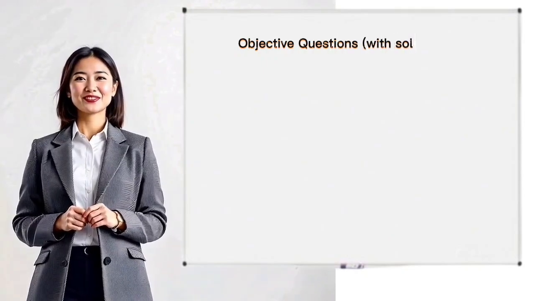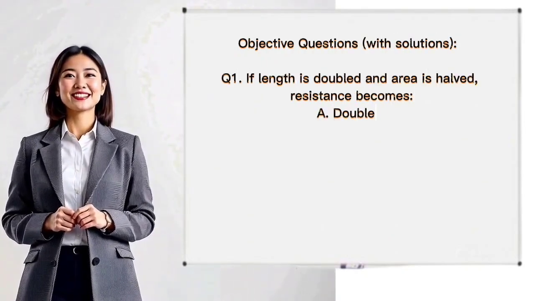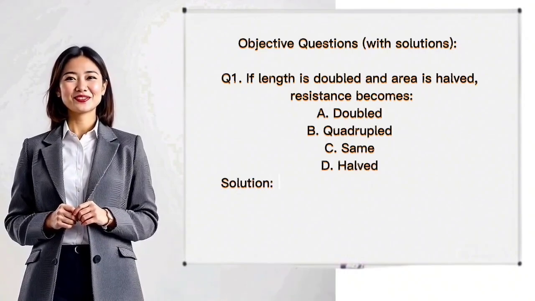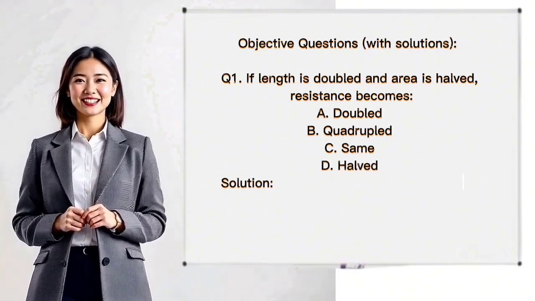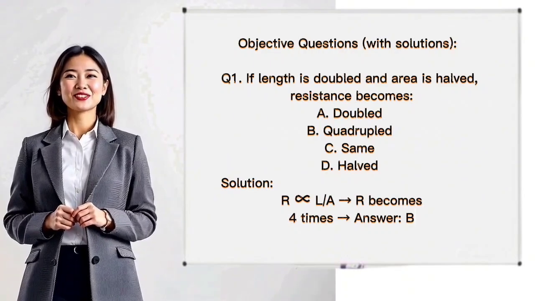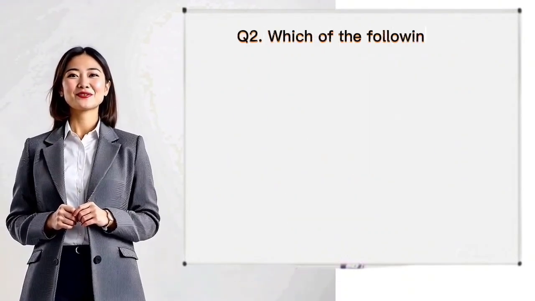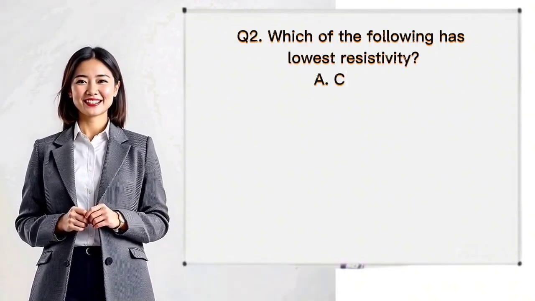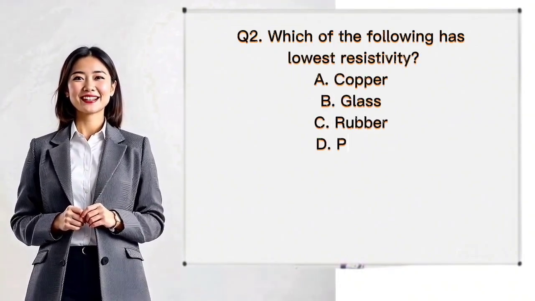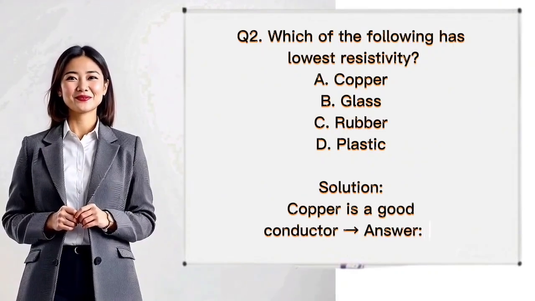Objective questions with solutions. 1. If length is doubled and area is halved, resistance becomes: A. doubled, B. quadrupled, C. same, D. halved. Solution: R = ρL/A, R becomes 4 times. Answer B. Q2. Which of the following has lowest resistivity? A. copper, B. glass, C. rubber, D. plastic.